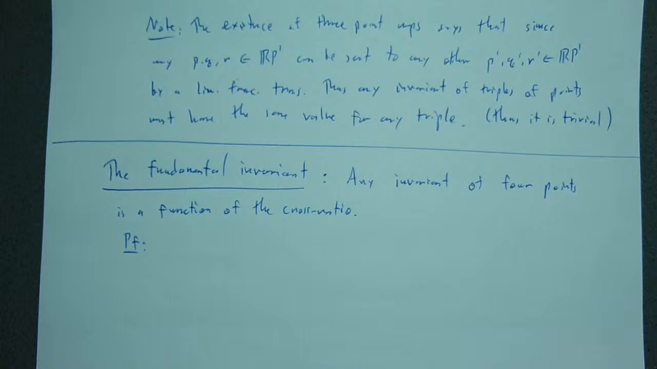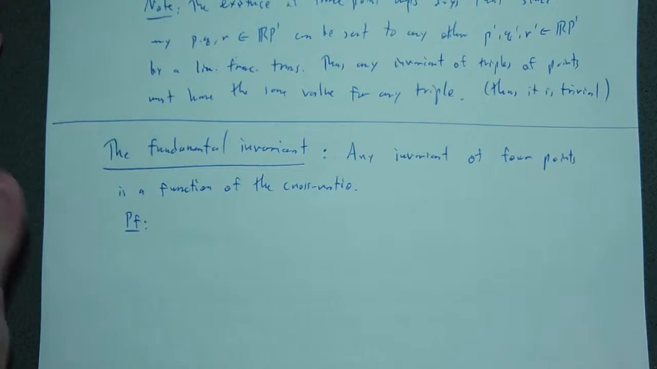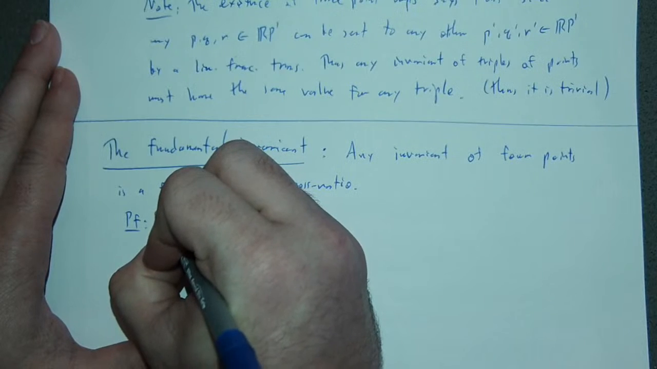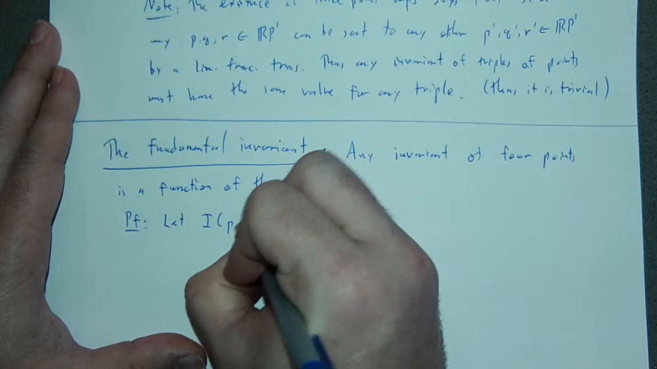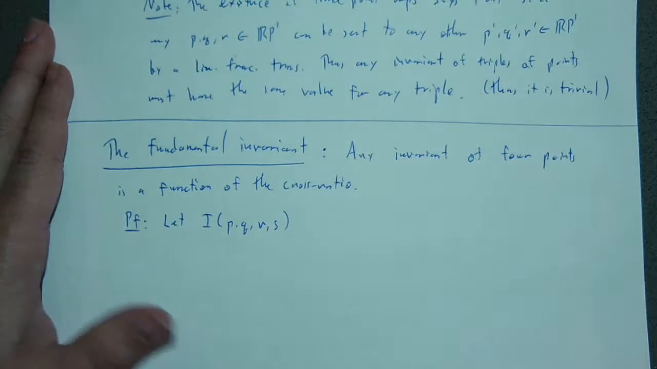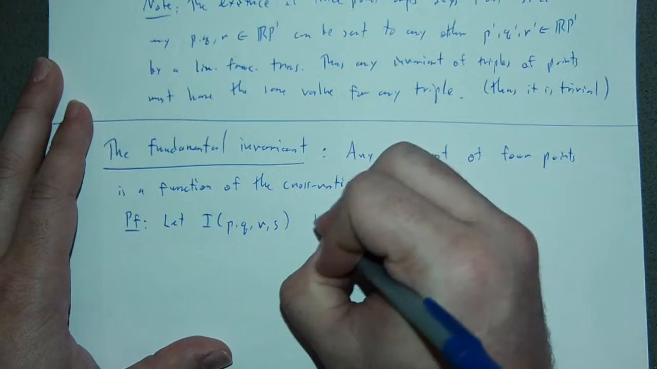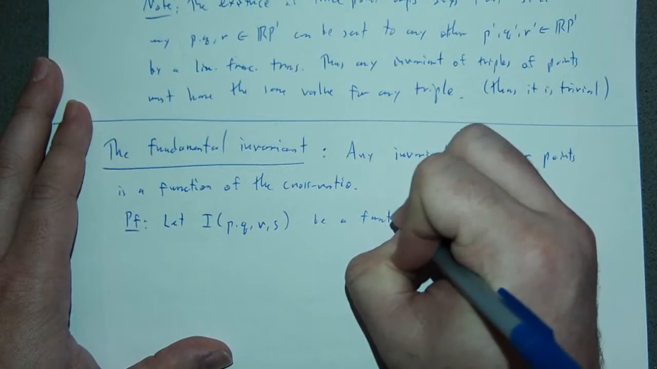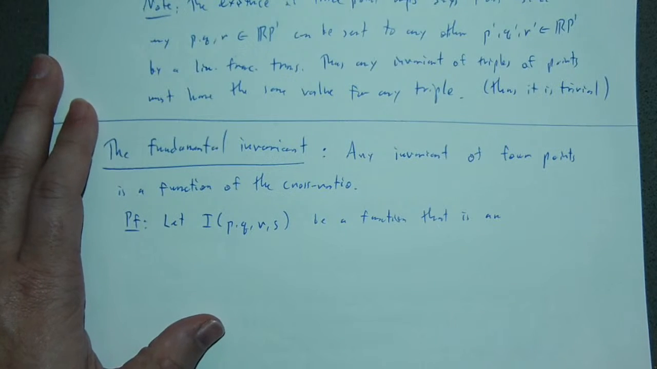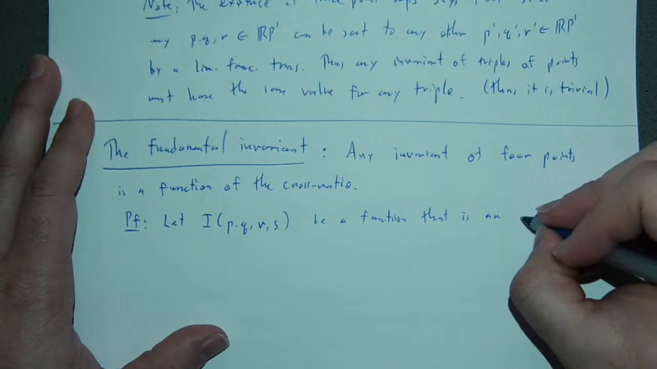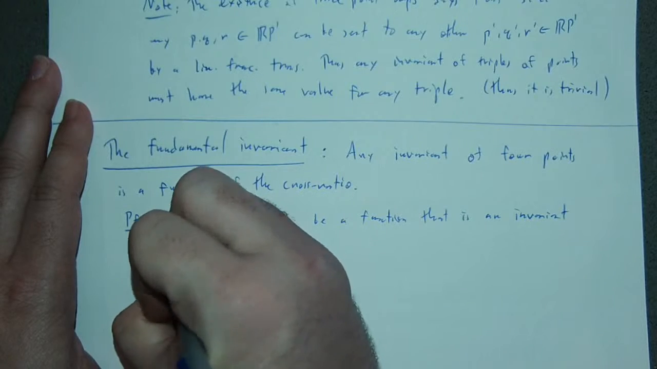So, let's prove this. This will probably be all we have time for today. So, let I, for invariant, let I of PQRS be an invariant of 4 points. So this is a function that is an invariant of 4 points, that is, an invariant under linear fractional transformation for these 4 points.